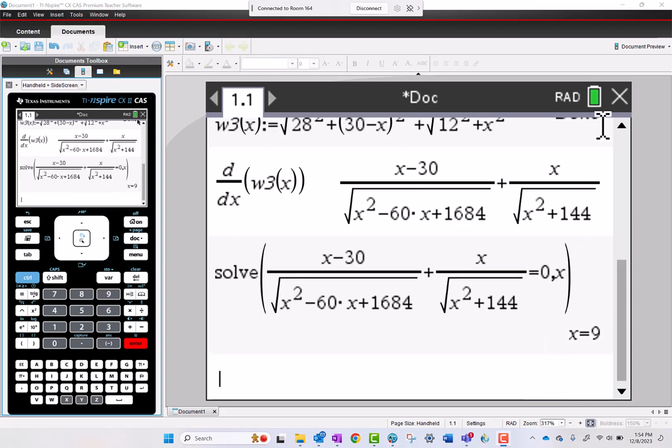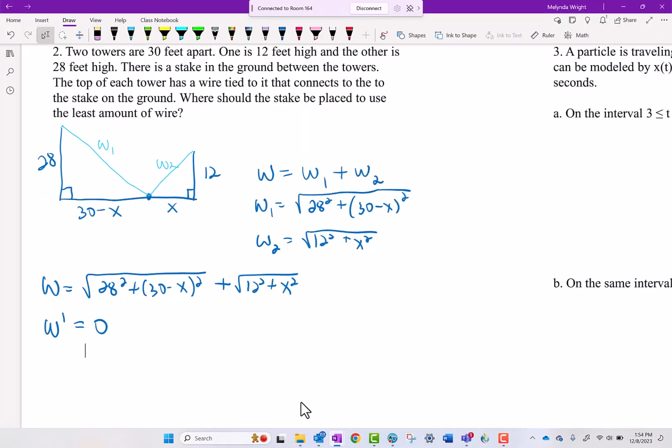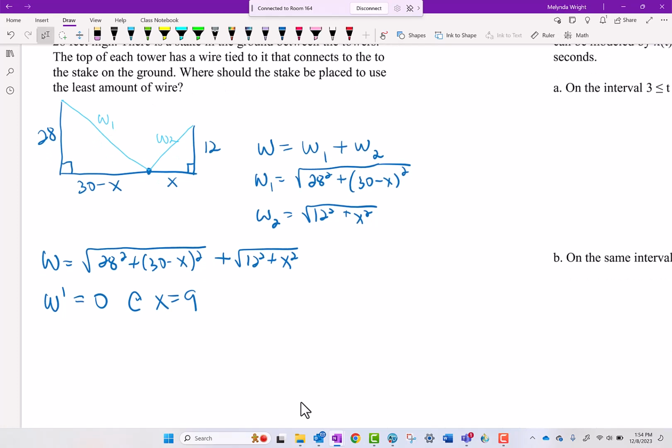All right, so let's go to our document we found. So we want to say W prime equals 0 at X equals 9. That's really all the work that you need to show, but you do have to say W prime equals 0. That's kind of a thing. They give you a point for that, so you do need to show that. So let's start our candidates. So we've got X and W. Okay, so we know that 9 is a candidate.